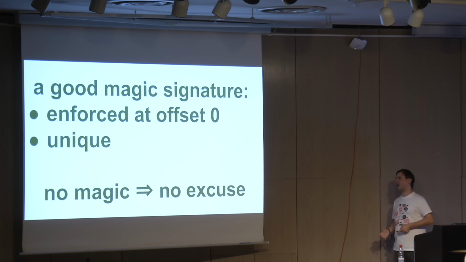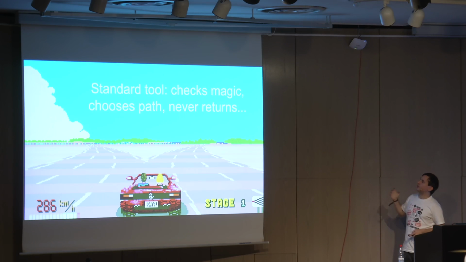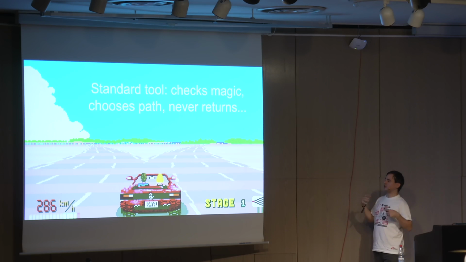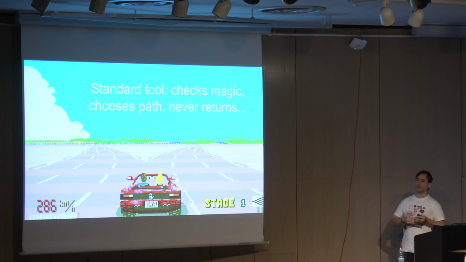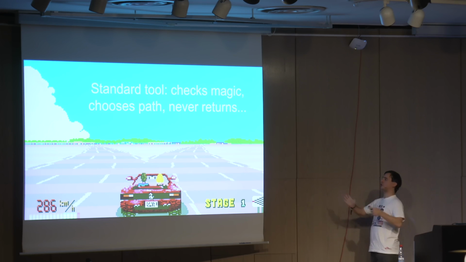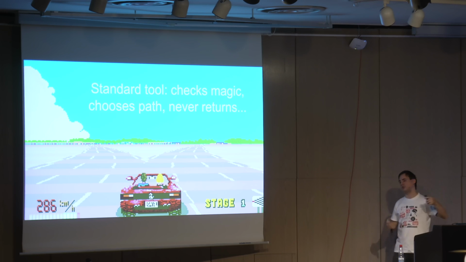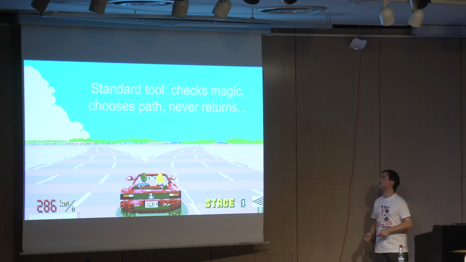And if you create a new file format, please respect this rule because otherwise it can lead to a few abuses that we'll see now. If you think how a standard parsing tool acts, it just checks the magic, then it chooses a path, and it will never return and try something else. It found the signature, so it chose this path, it must be this file type, and it will ignore any other file type that could be included in the same file.